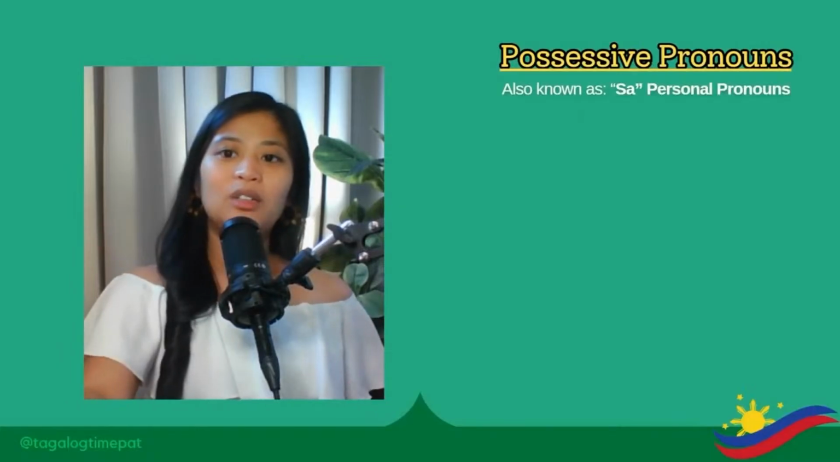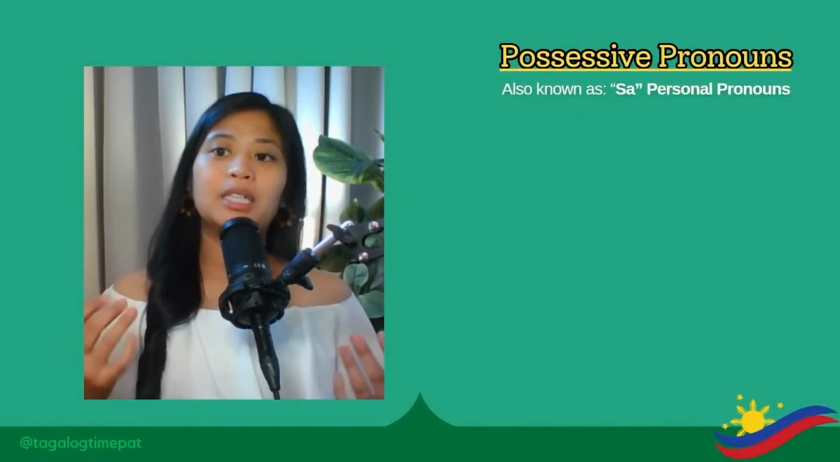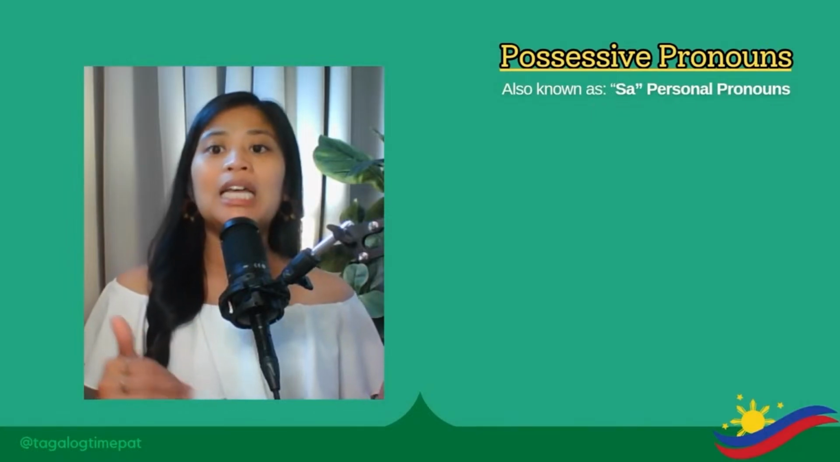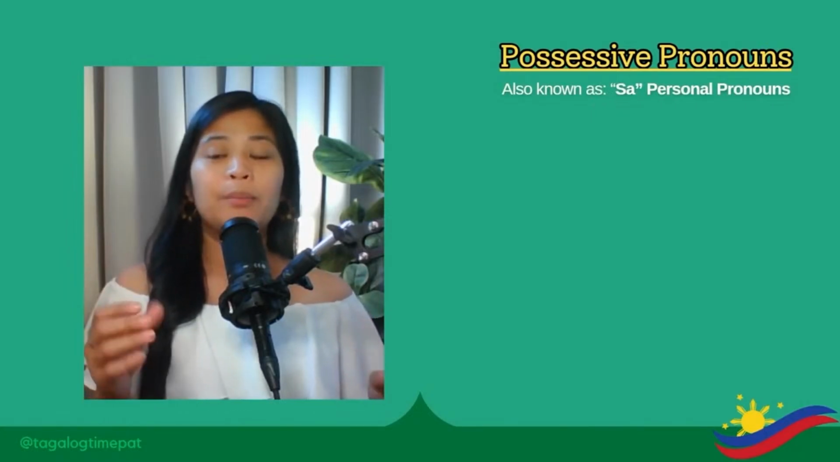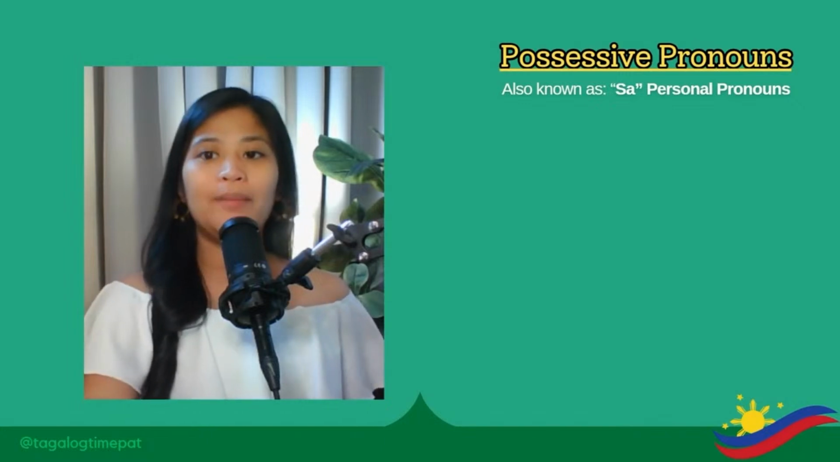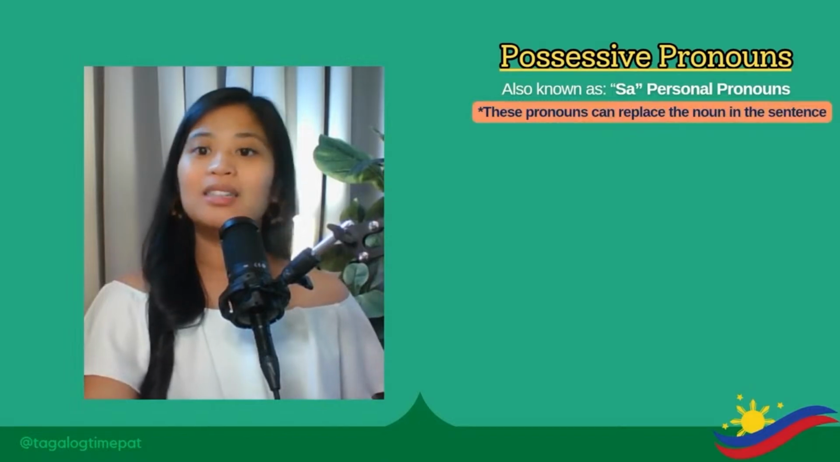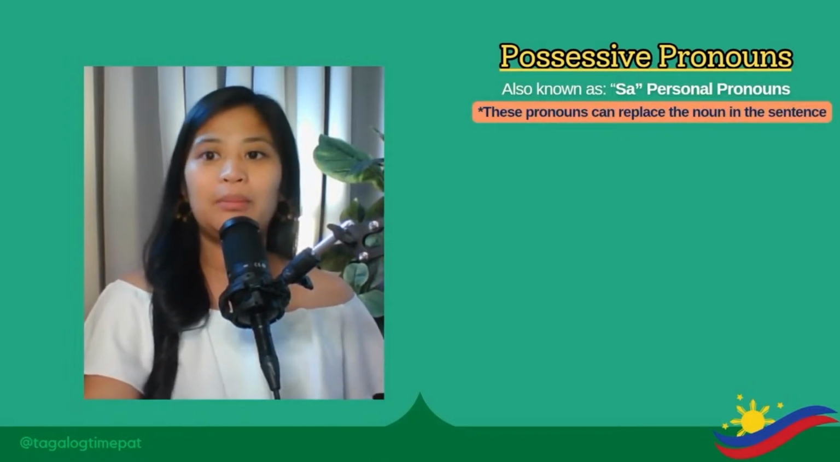Okay, now let's take a look at this last set of possessive pronouns. They are different from the first set that we learned. These are also known as sa personal pronouns, and you'll see why. So these pronouns can replace the noun in the sentence. Not always, but they can, and you'll see what I mean.